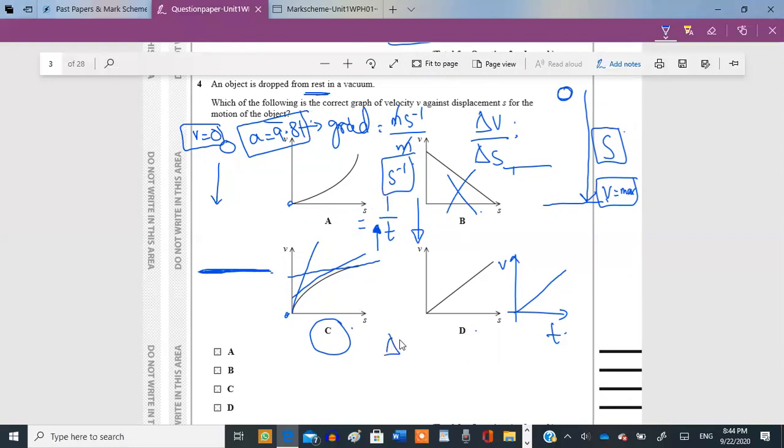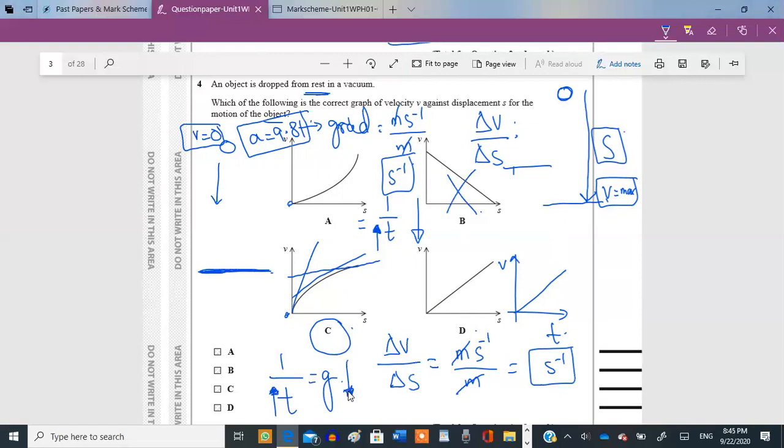The gradient is change in Y upon change in X, meaning change in V upon change in displacement. Velocity's unit is meters per second, and the displacement's unit is meter. So meters and meters will cancel out. What's the unit left? It's S inverse, right? Second inverse means it's a unit of 1 upon the time period, right? 1 upon time. This is the factor that you get. This is your gradient. Now, as the ball falls, the time will increase. And if the time will increase, the gradient has to decrease. So this means it's going to be a graph whose gradient, whose slope is decreasing, okay?